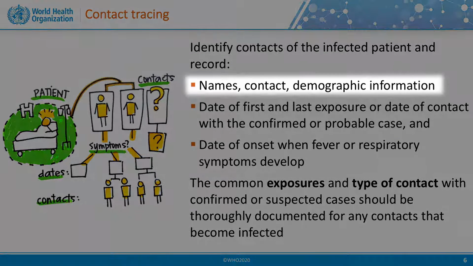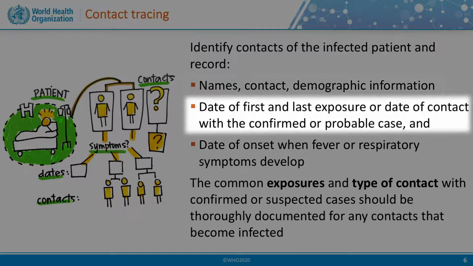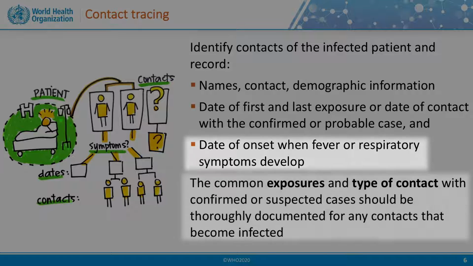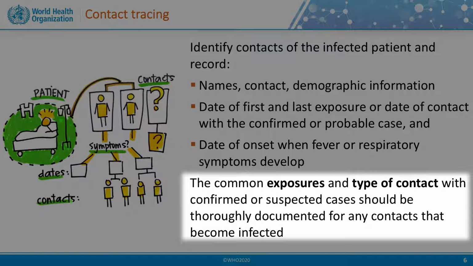What you need to record are their names, contact information, either a phone number or a way to contact them, and demographic information, their age, their gender, or any underlying conditions. It's important also to note the date of the first and the last exposure to that confirmed patient and the date of onset when fever or respiratory symptoms developed. The common exposures and the type of contact with the confirmed patient should be thoroughly documented for any contacts that do become infected.